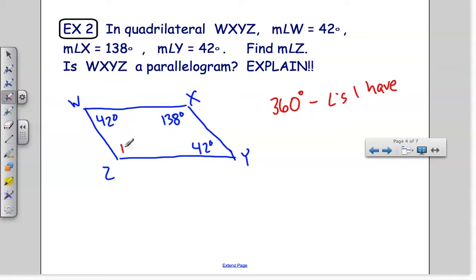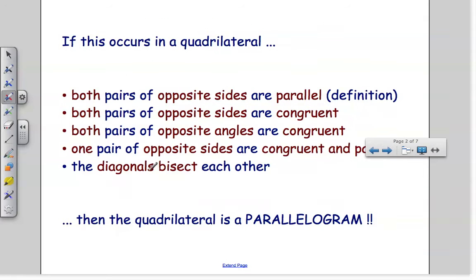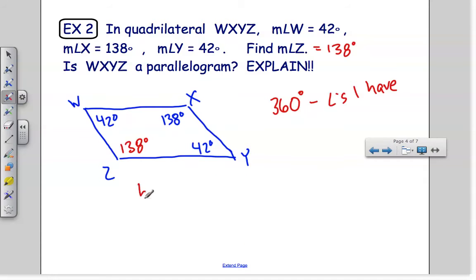Okay, angle Z is 138 degrees. All right, so I found the measure of angle Z. It is 138 degrees. And why am I excited about that? Because look, the opposite angles in this quadrilateral are congruent, and that was one of the reasons here. Both pairs of opposite angles are congruent, therefore it is a parallelogram at this point.